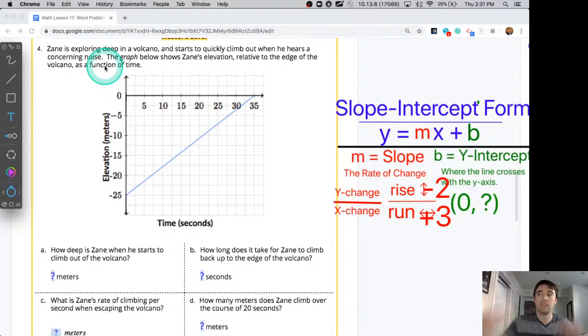In other words, Zane's down at the bottom of the volcano, he gets scared, and he starts scrambling up. And that's what we see on this graph. He starts below the edge of the volcano, he's down at a negative height because he's down in the volcano, and then he starts scrambling outwards. That's the story being told by this graph and by the sentence that kind of summarized it.